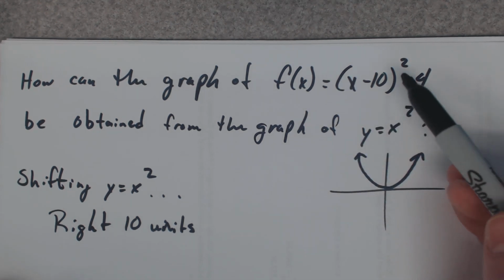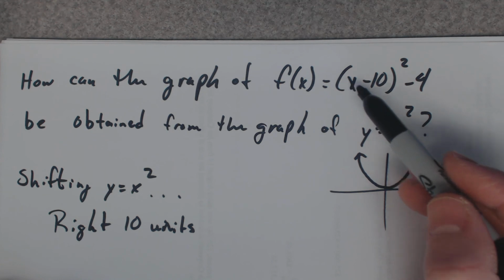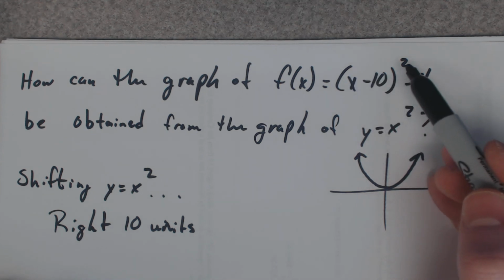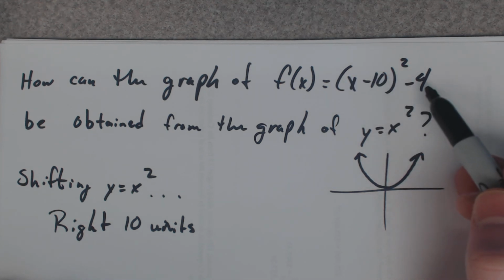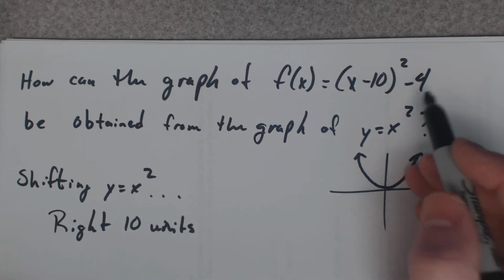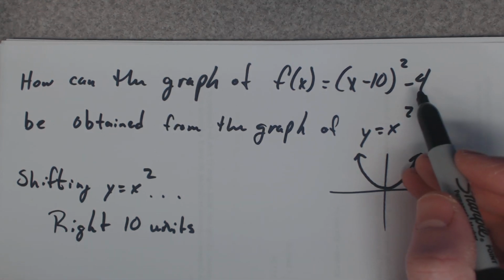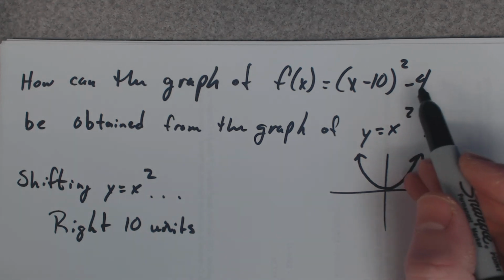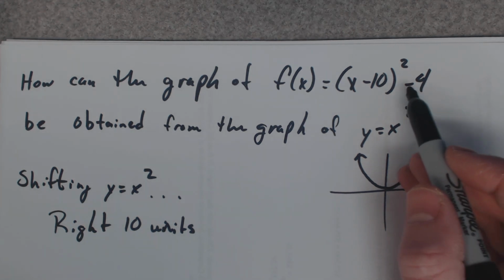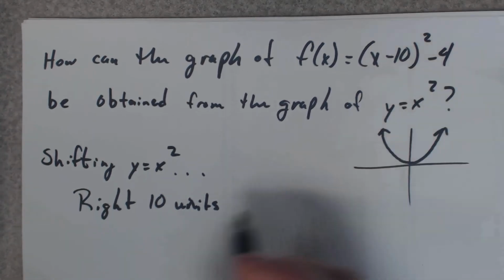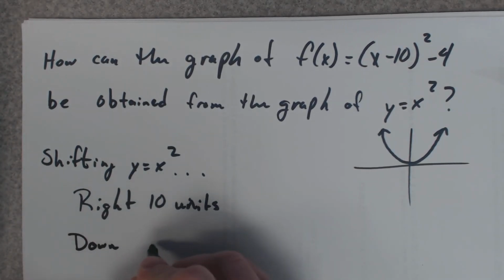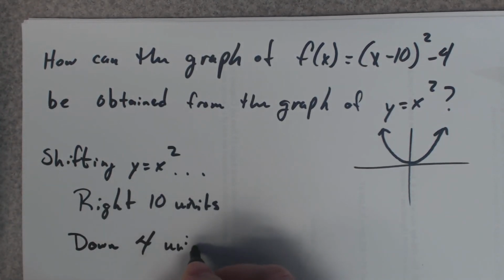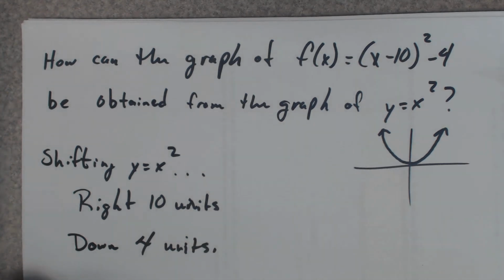Now, the very last, so if you were to plug a value in for x, you would subtract 10, then you would square it, then the very last thing you would do is subtract 4. If it's the very last thing you do in order of operations, then that is a vertical shift. And negative means down, plus means up. So this means down 4. So it's down 4 units.